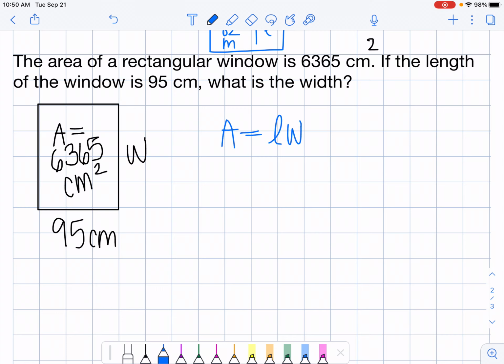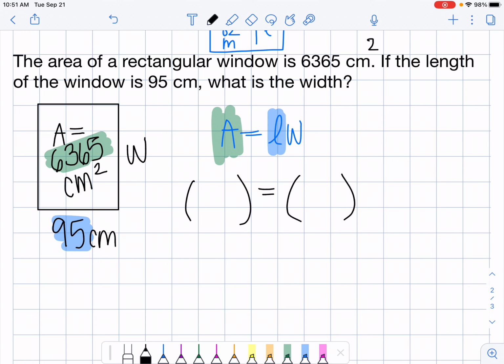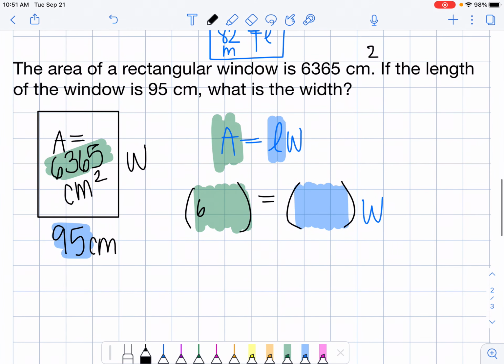is length times width. They tell me my area here. They tell me my length here. So when I make my skeleton, blank equals blank. I don't know my W, so I'm going to leave it there. In here, I'm going to write the stuff that I know. I know that my area is 6365, and I know that my length is 95.